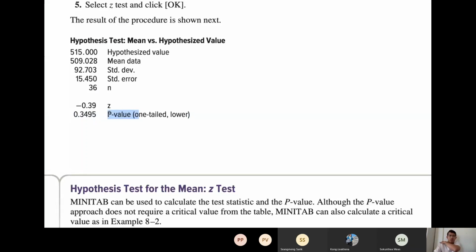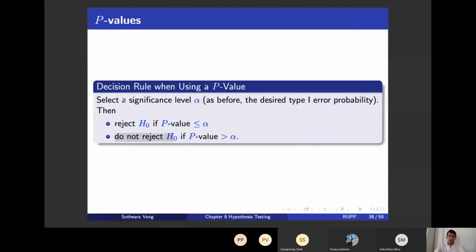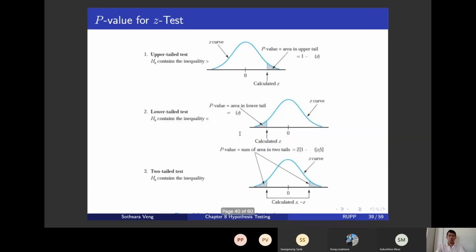So it depends. You may decide on the critical value, the significant level alpha, and then compare it with the p-value generated by the software. Okay, by the software. Okay, this is the rule again, how to decide whether to reject the null hypothesis based on the p-value.